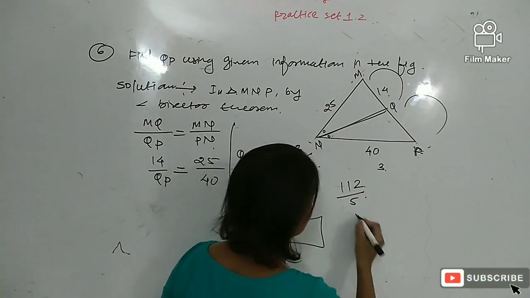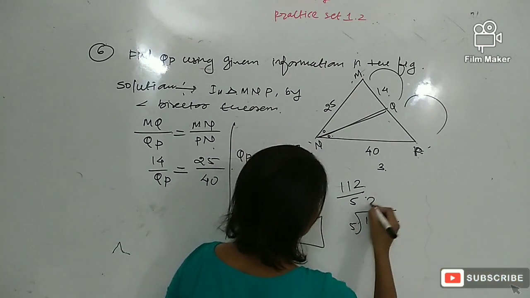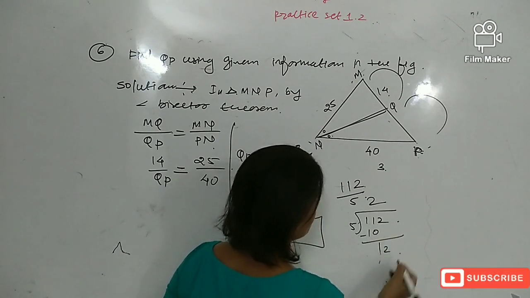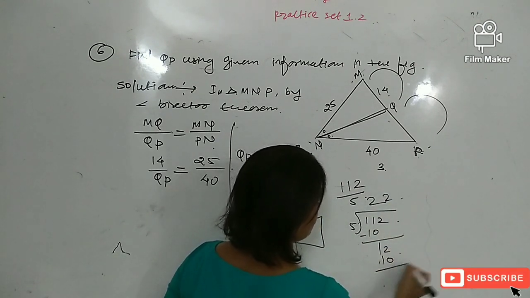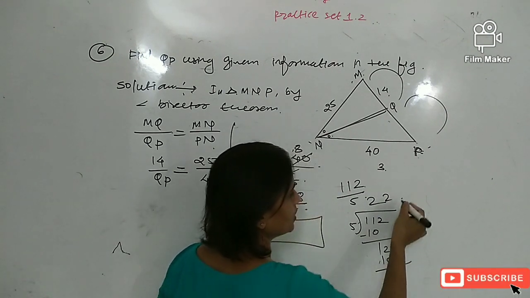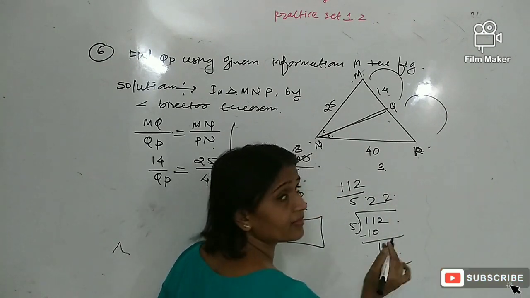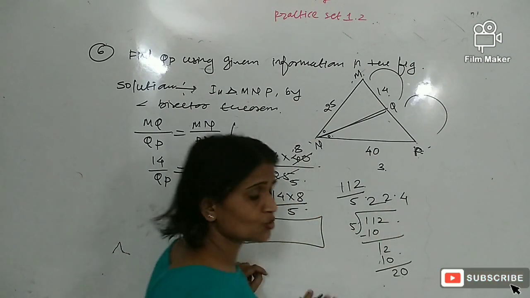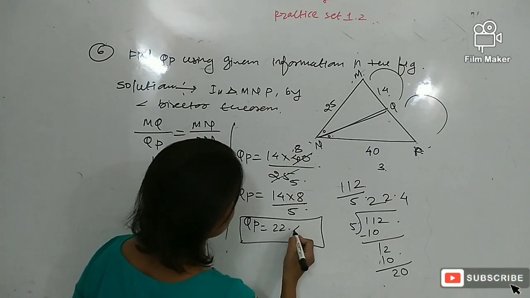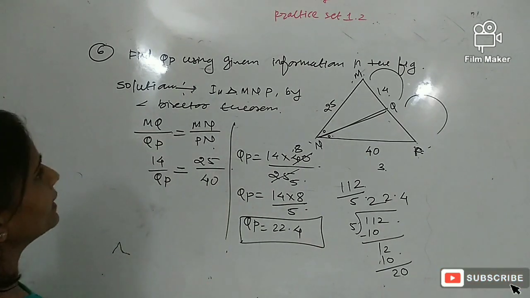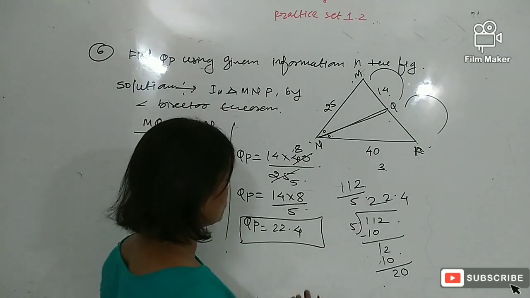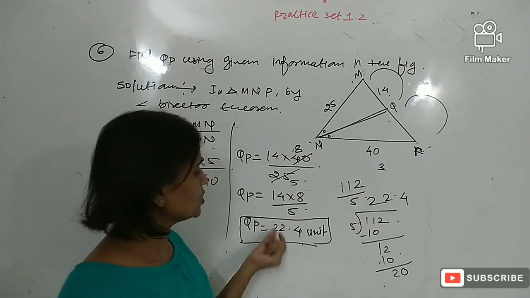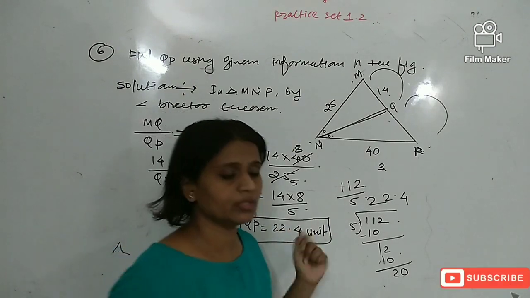Just divide by 5. So 112 divided by 5: 5 2s are 10, 11 minus 10 is 1. And again 5 2s are 10, 12 minus 10 is 2. Just give a decimal here. After giving the decimal, you can take 0 here. 5 4s are 20. So the final answer you will get is 22.4. And again units are not given here, so simply you can write unit. So QP value is 22.4 unit.